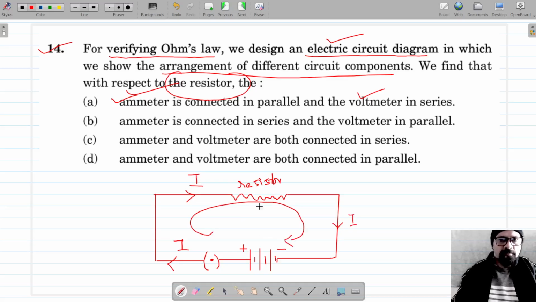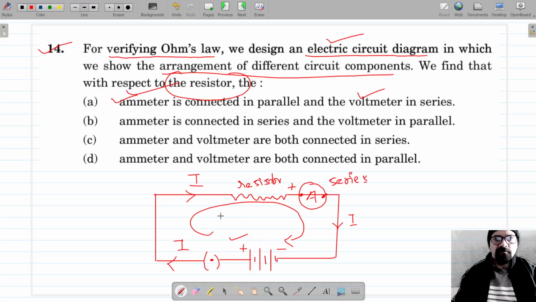Okay, now the ammeter. The ammeter is always connected in series. Series means that we have to connect the ammeter's positive end. So let this be the ammeter, and its positive end is always connected to the positive end of the battery. So this is connected end to end in the circuit. This is called the series. So this is connected in series.